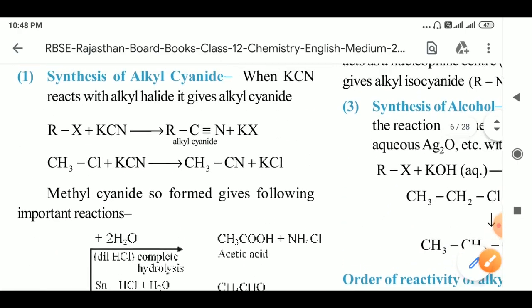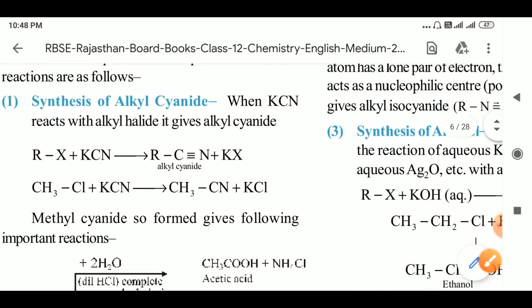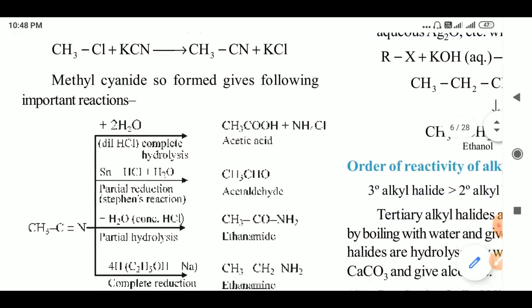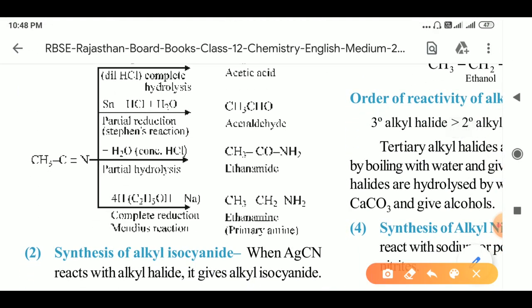Synthesis of alkyl cyanide. Again, complete hydrolysis of CH3CN gives acetic acid. Partial hydrolysis of CH3CN gives ethanamide. Partial reduction of CH3CN gives acetaldehyde, and complete reduction of CH3CN gives ethanamine.